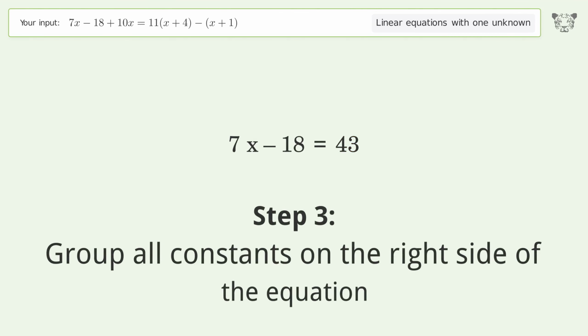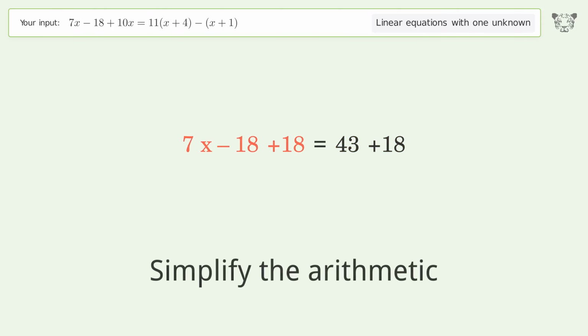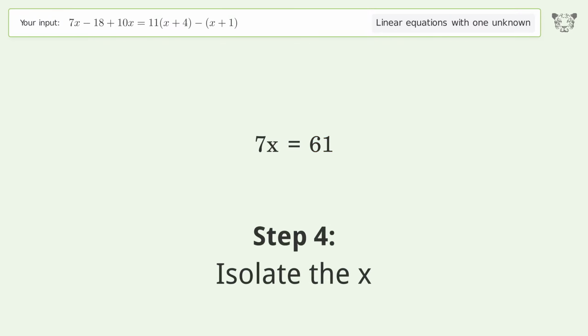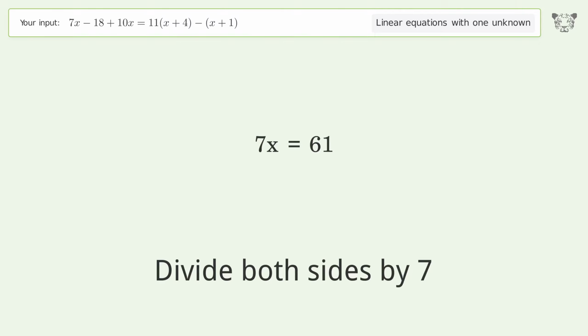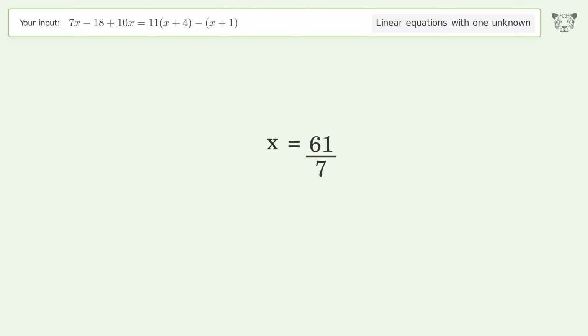Group all constants on the right side of the equation. Add 18 to both sides. Simplify the arithmetic. Isolate the x. Divide both sides by 7. Simplify the fraction. And so the final result is x equals 61/7.